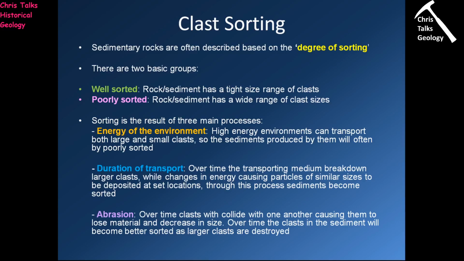So over time, big clasts will be lost, and they'll be replaced by the fragments of those big clasts, so lots and lots of much smaller clasts made from the original larger clasts. And so over time, as the big clasts break down, your sediment naturally becomes better sorted, because the bigger clasts are being removed and those larger clasts are being turned into lots of very, very small clasts.